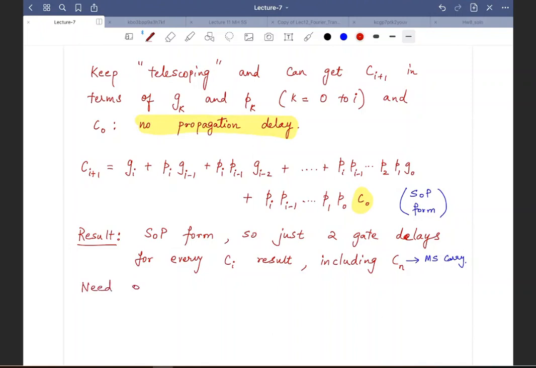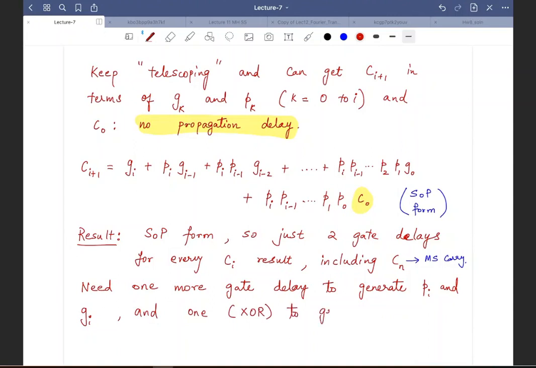We need one more gate delay to generate p sub i and g sub i, and one exclusive OR gate to generate s sub i. So what is the total? Total would be 4 gate delays to do the entire addition. Exclusive OR for the sum is included, generate and propagate functions are included, the carries are included, all of them. 4 gate delays for everything. The best news is it is independent of n.